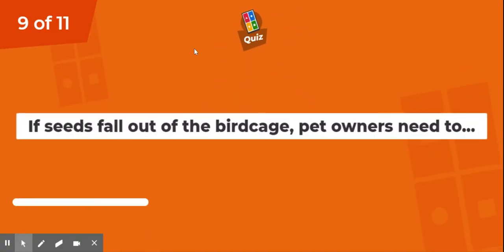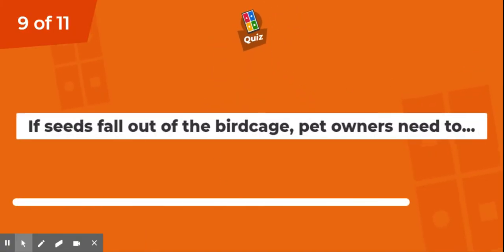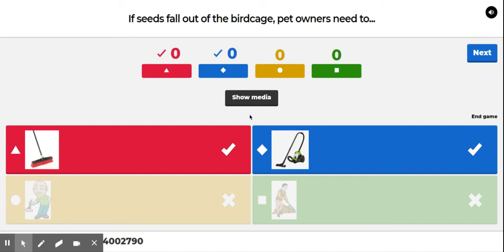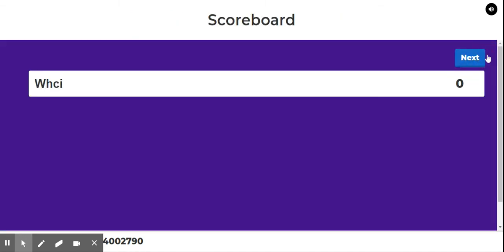Question number nine. If seeds fall out of the bird cage, pet owners need to sweep them up, vacuum them up, dust them up, or rake them up. If seeds fall out of the bird cage, pet owners need to there's two answers. They need to either sweep them up or vacuum them up. We don't dust them up or rake them up.